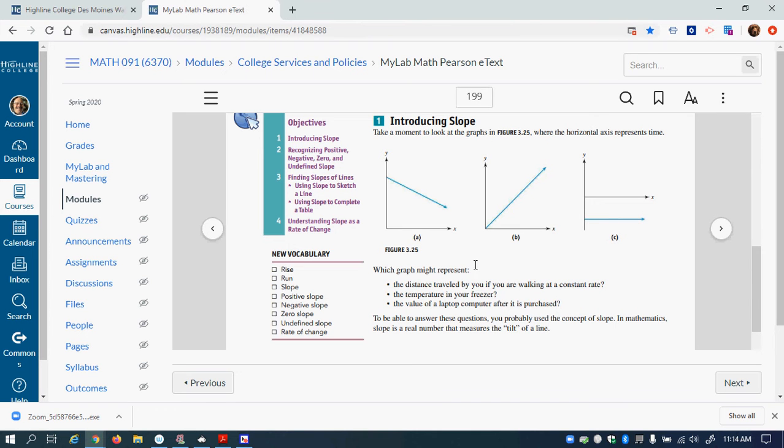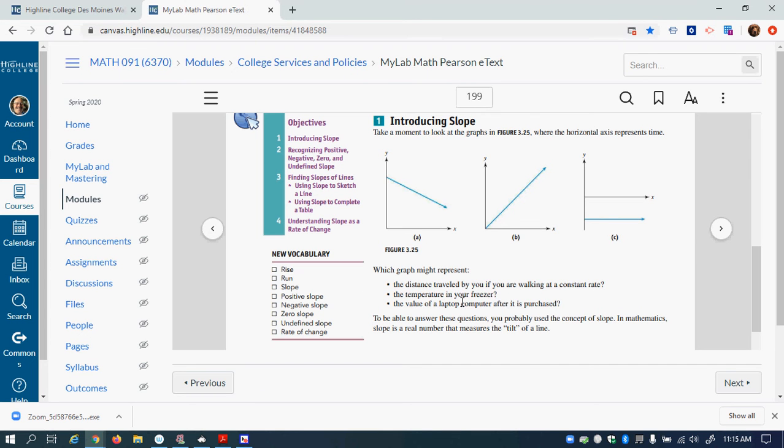So if we were to look at some real life situations, like the distance traveled by you if you are walking at a constant rate, well, that would be either A, B, or C. Or the temperature in your freezer, okay? Or the value of a laptop computer after it is purchased. So maybe the value of a laptop, probably this one. You buy it for $1,000, and then as you have used it, it decreases. So finally, you have no value after a while.